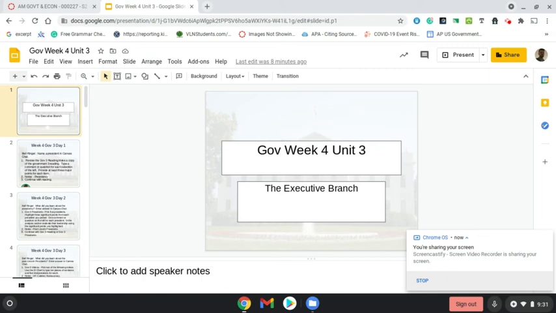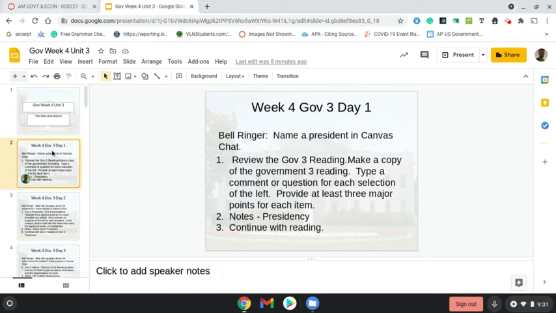Executive branch will be covering this week. And so the first item that you will see on Canvas is going to be the Government 3 reading. And you'll just need to make a copy of it. It should do that automatically, but if it doesn't, make sure you make a copy.